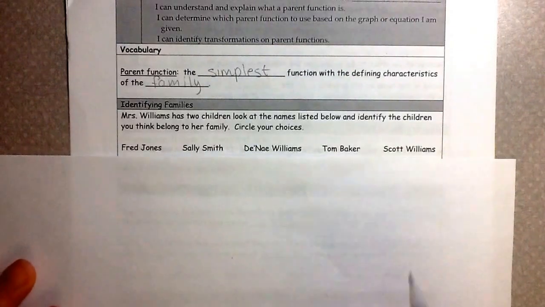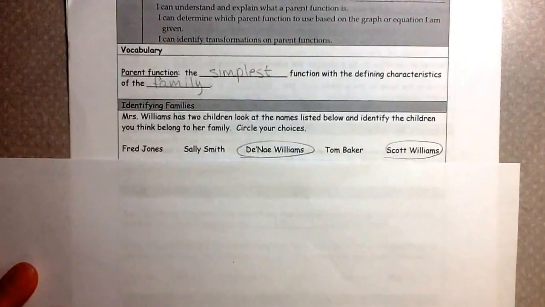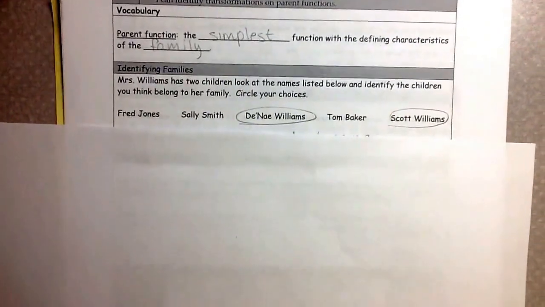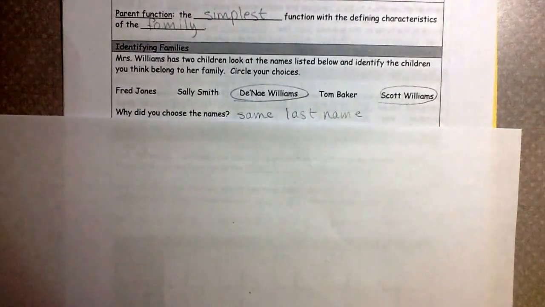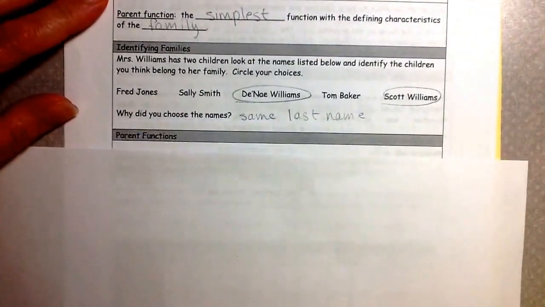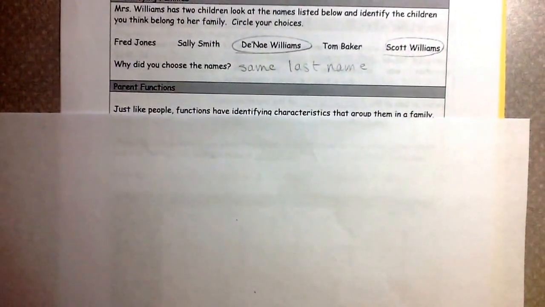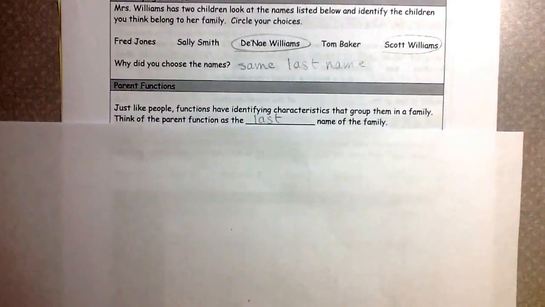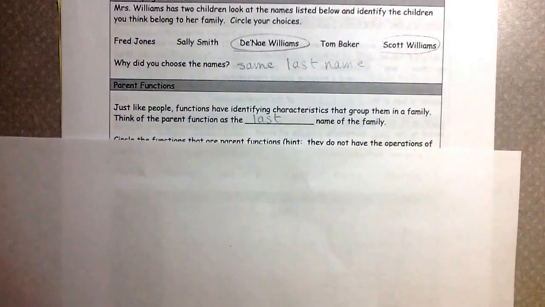Well, if you guessed Scott and Danae, you are correct. And if I would ask you why you chose those names, you probably would say something like, oh, they had the same last name. And that is an identifier. Just like people, functions have identifying characteristics that group them into a family. So think of a parent function maybe as the last name of the family.